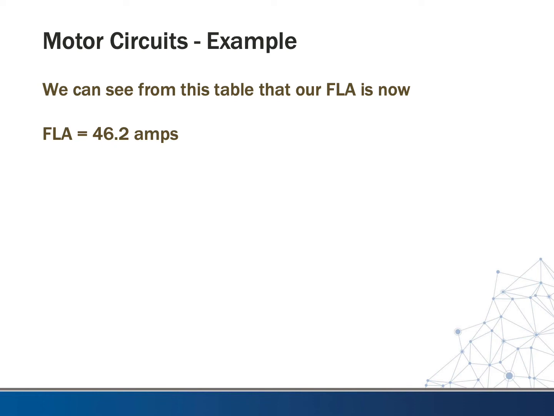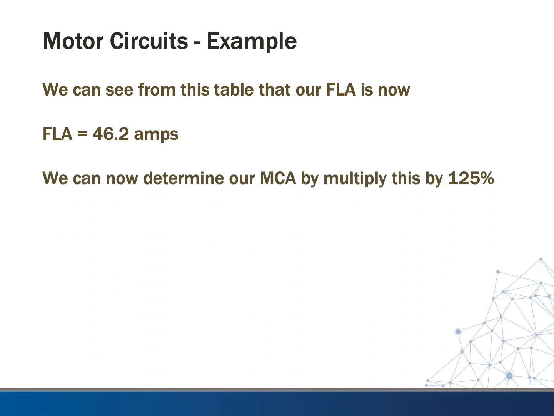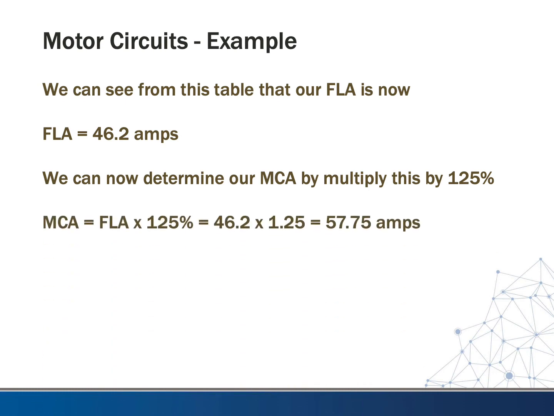So again, we'll write that down. FLA is equal to 46.2, and now we're ready for the next step. The next step is to determine the minimum circuit ampacity. We remember that to find the MCA, we multiply the FLA by 125%. So here's where we do that. FLA 46.2 times 1.25 gives us 57.75 amps.